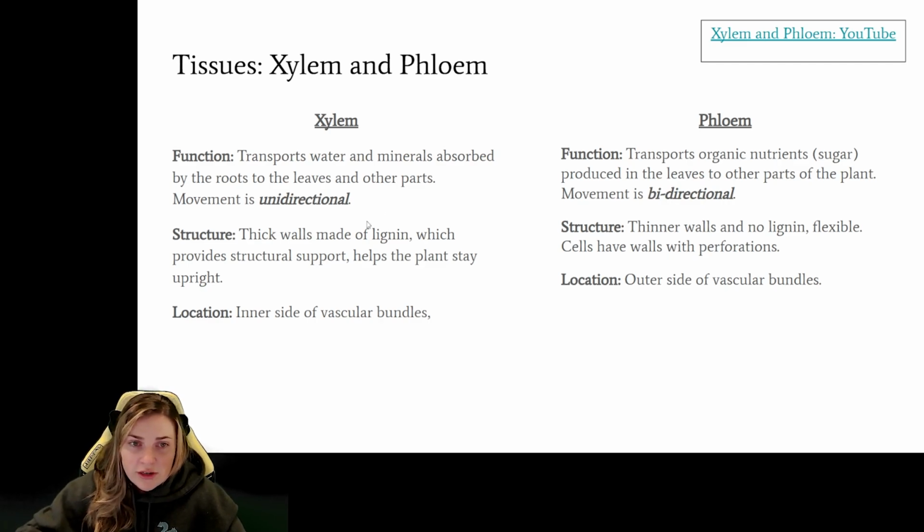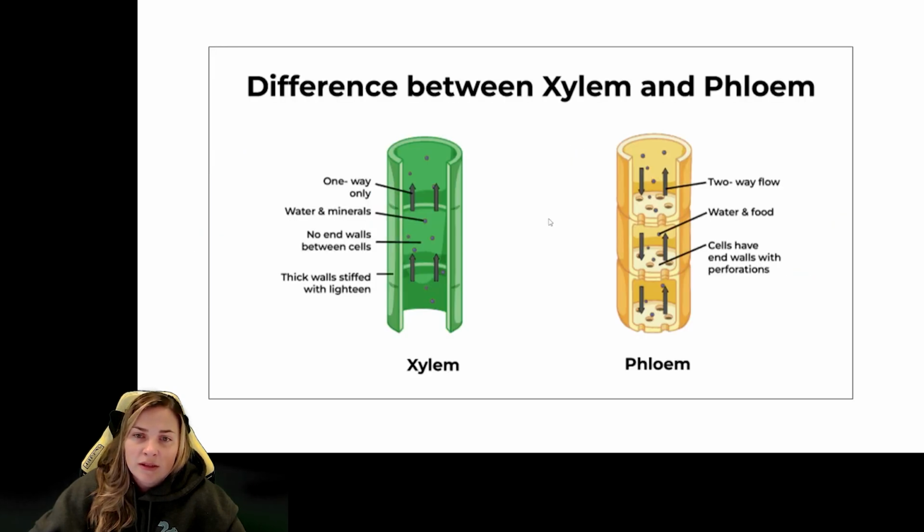Also, the structure is very different. So the xylem is the woody part, right? Think wood. Very thick walls made of lignin, and this is a structural support of the plant and helps the plant stay upright. For the phloem, it has thinner walls. There's no lignin. It's very flexible. And the cells have walls with perforations that go through as well. We'll see a picture in the next slide. We'll go over this again. The location of the xylem is in the inner side of the vascular bundles, and the phloem is on the outer side of the vascular bundles. So we'll talk about that in a moment too.